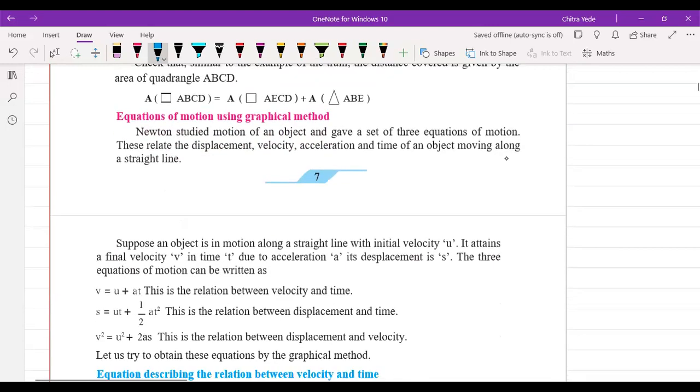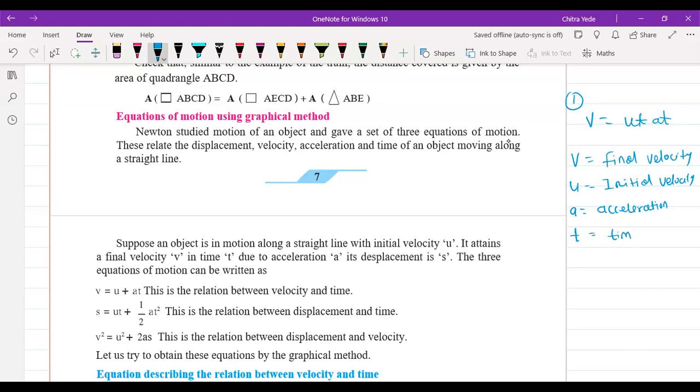Now we will discuss equations of motion. We have three equations of motion. The first equation is V equals U plus AT. Here V is the final velocity, U is the initial velocity, A is the acceleration, T is the time taken, and S is the displacement. The equations of motion give the relation between all these five quantities.